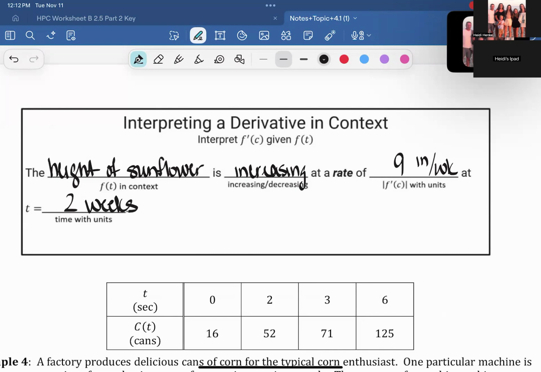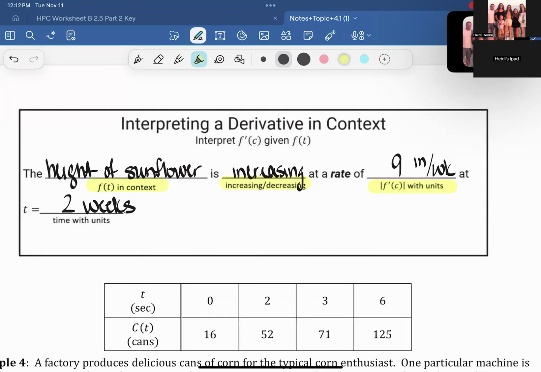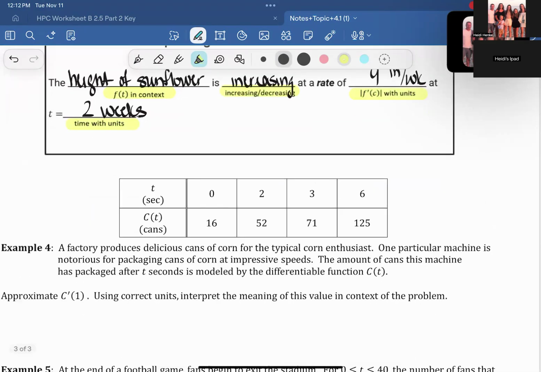It's weeks. Okay, so these are the pieces that you need to have. You need to talk about what am I talking about? What is growing or shrinking? Is it increasing or decreasing? And that depends on whether it's positive or negative. How much is it increasing or decreasing by with your unit? And at specifically what time, including your unit. If you don't include all of those things, especially in a free response problem, you might not get all the credit for that free response problem. Okay, so they're very specific on how they want your answers for things. Okay, all right, let's move on.